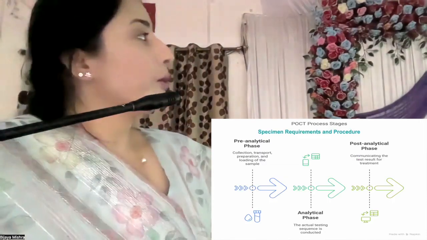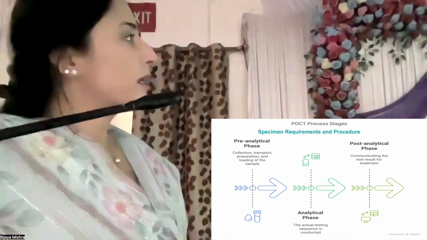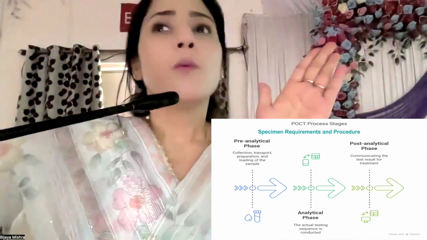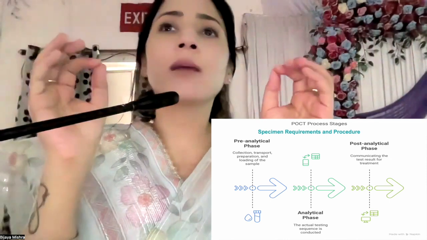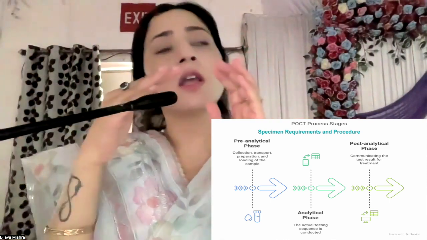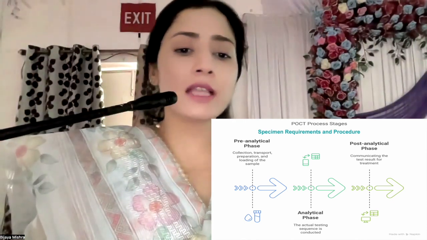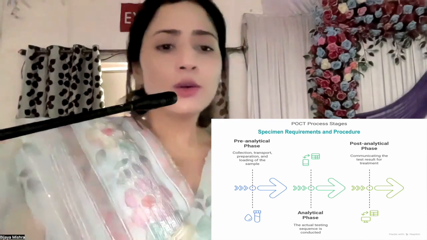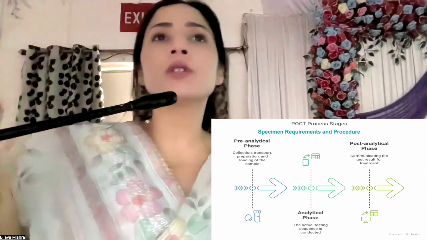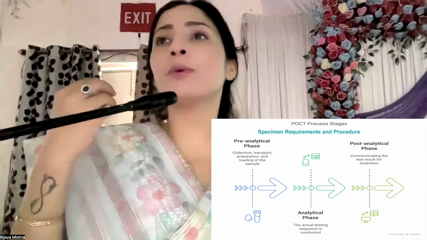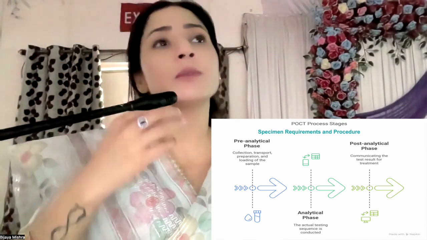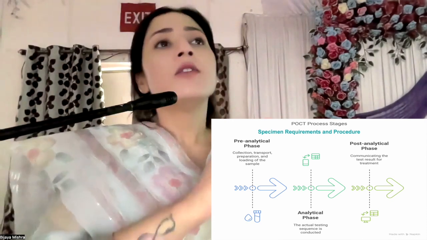Now, coming to the POCT process stages, when we look at specimen requirement and procedure, like when we discussed the turnaround time, the entire process is divided into three different phases: the pre-analytical phase, the analytical phase, and the post-analytical phase. The pre-analytical phase occurs before running the sample in the POCT device. The sample collection, the sample transport, the sample storage, everything comes under the pre-analytical phase. There is a maximum chance of error happening in this particular phase.